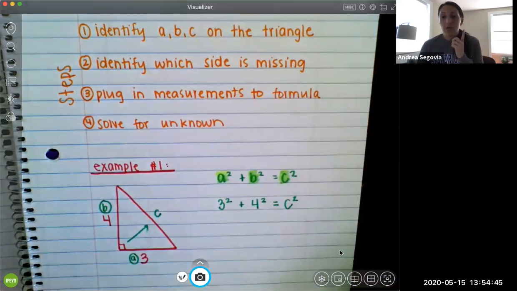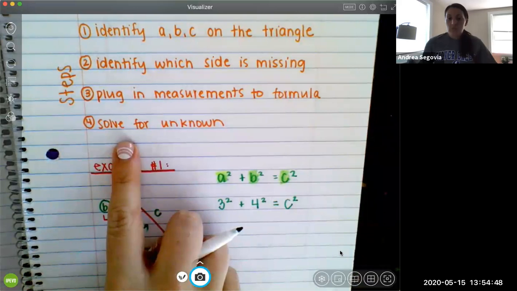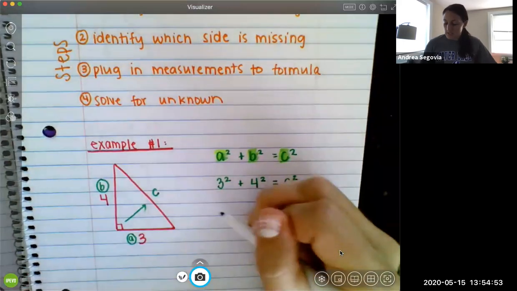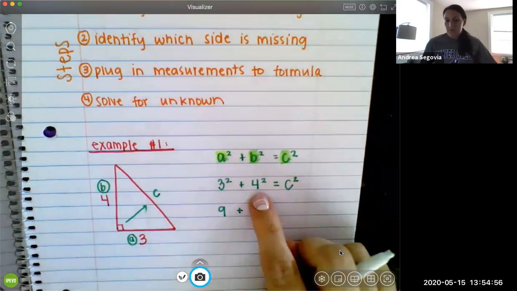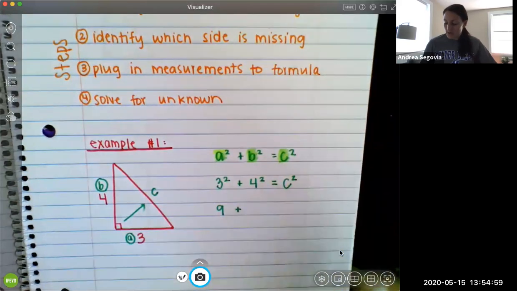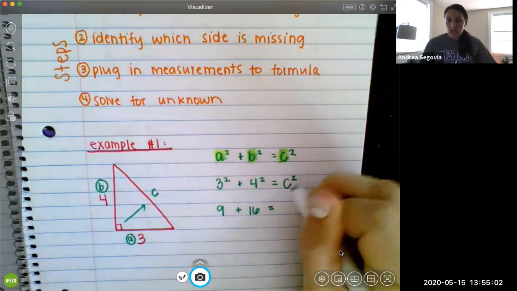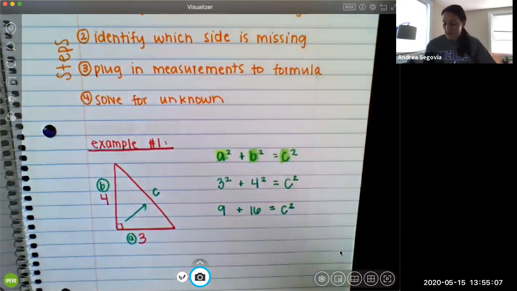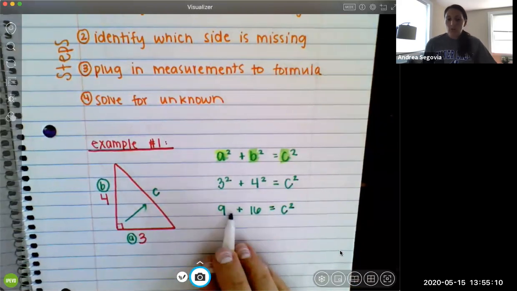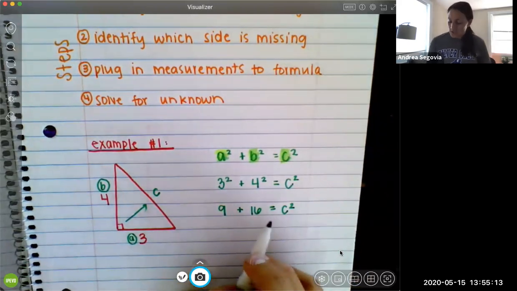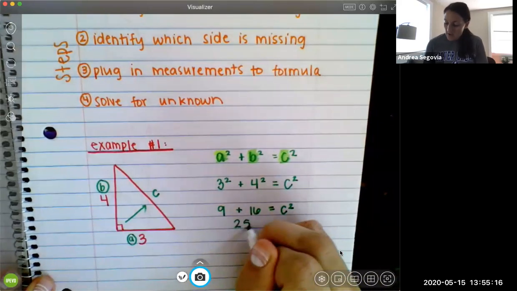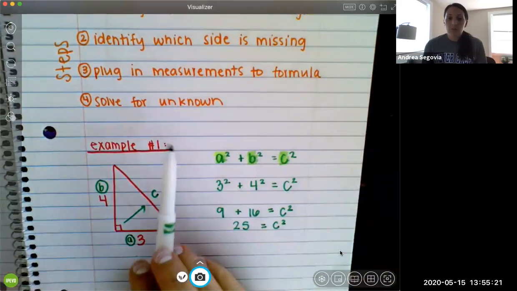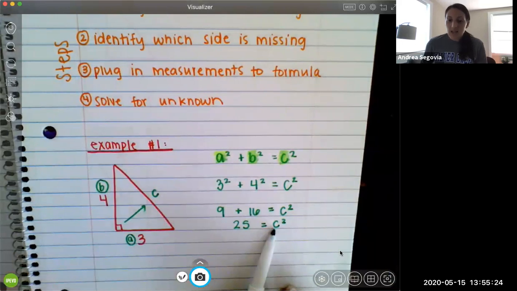Now I have an equation with one unknown that I can solve for. So we're going to do a little simplifying. I see here 3 squared. What is 3 squared? 3 times 3 is 9 plus 4 squared. What's 4 squared? 4 times 4 is 16 equals, I don't know this yet, so I'm going to leave it as C squared. Okay, I see a little math I can do. I see 9 plus 16. What is 9 plus 16? I'm going to combine those like terms. That becomes 25 equals, and I still have C squared. So I'm really close to solving for my unknown, but I need to get C by itself.